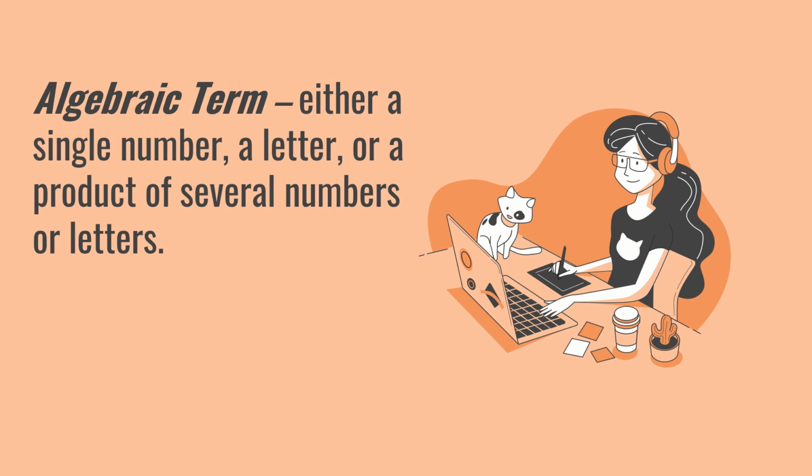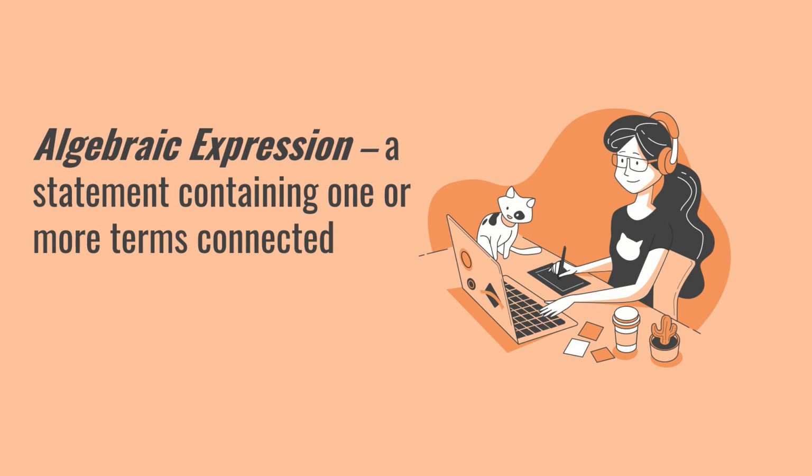First, we have algebraic term. It's either a number or a single number, a letter, or a product of several numbers or letters. So these are the examples of algebraic term. We have here algebraic expression, a statement containing one or more terms connected. So we have here negative xy, m plus 3, 4x raised to the power of 5. So these are the examples of algebraic expressions.